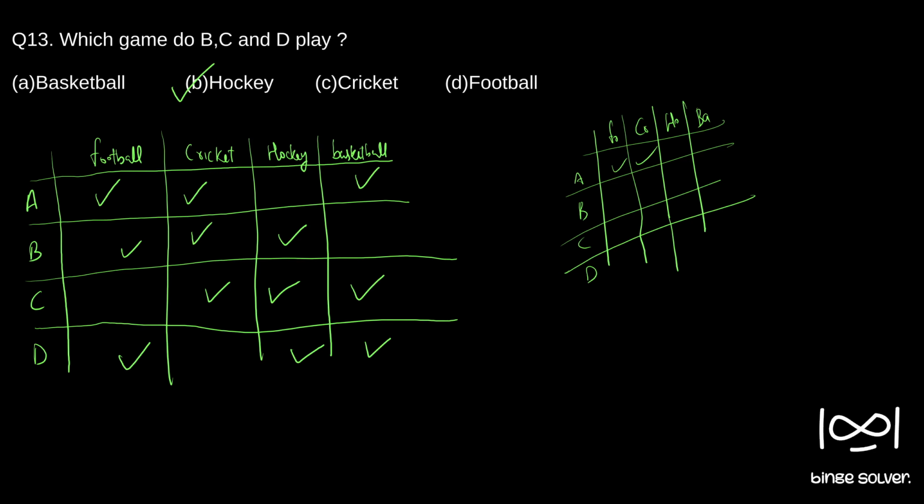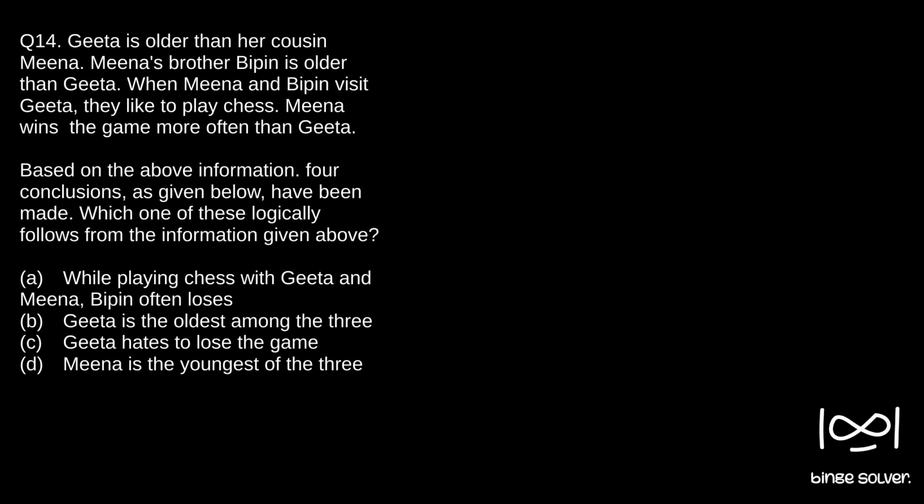Moving on to the next question, question 14. Geeta is older than her cousin Meena. So we'll right away write Geeta is older than her cousin Meena. Meena's brother Bibin is older than Geeta.